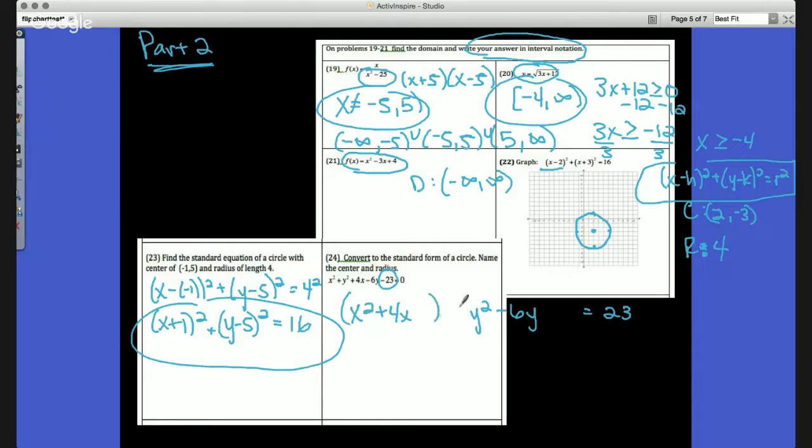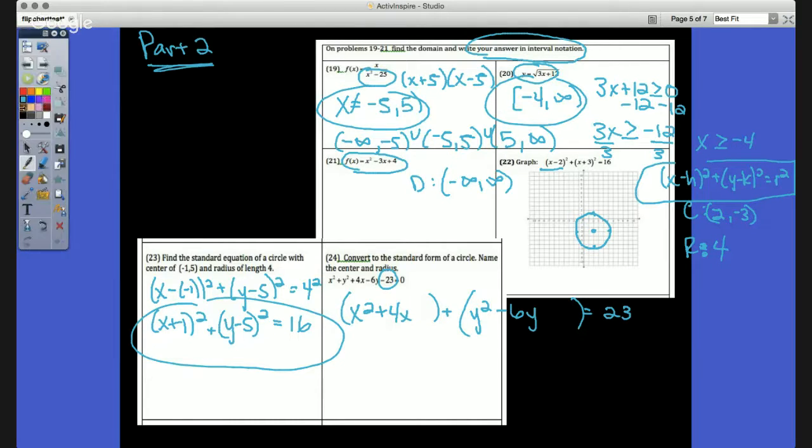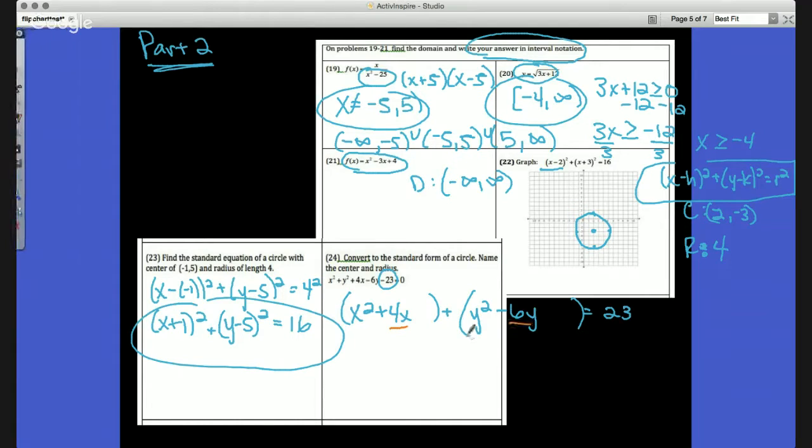Now, understand, when we do this, just like we did beforehand, we want perfect squares. In order to get perfect squares, we take the middle value, half it and square it. So half 4, we get 2. Square the 2, we get 4. If I add 4 there, I've got to add 4 to the other side. For this one, if I half -6, I get -3, and square -3, I get 9. So if I add 9 here, I add 9 here.